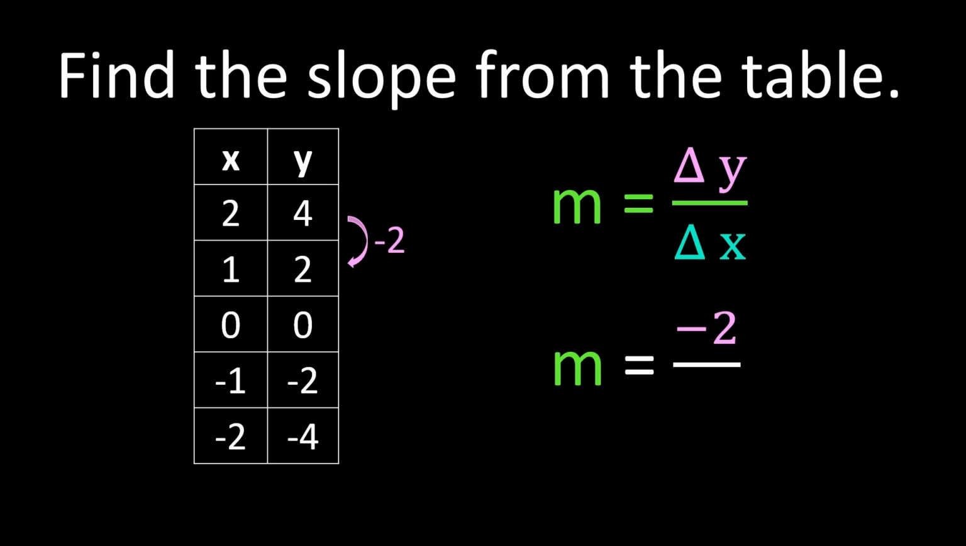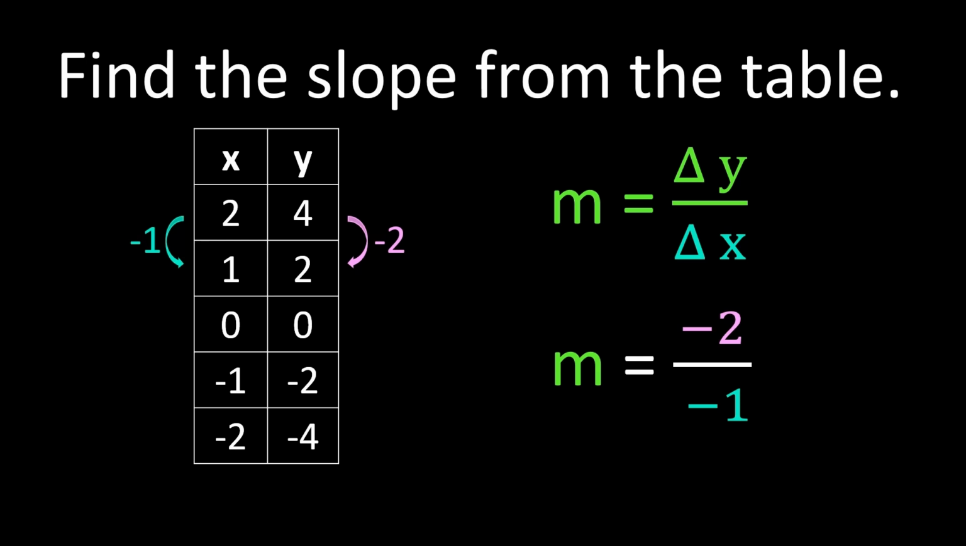Then I'll need to look at my change in x, and I'm going to use the same 2 points, and I'm going to go in the same direction. So I'm going to start with the first point and look at how it changes going to the second point. Well, that first point was 2, the second point is 1. That's a decrease of 1. So my change in x is negative 1. So notice I used the same points and I moved from the first point to the second for both of them.